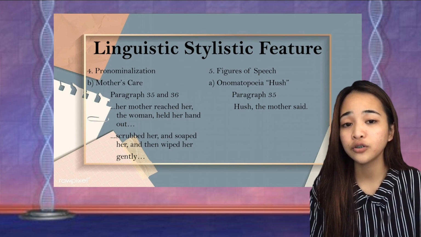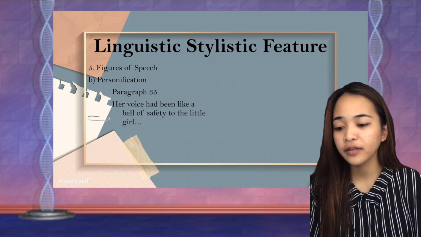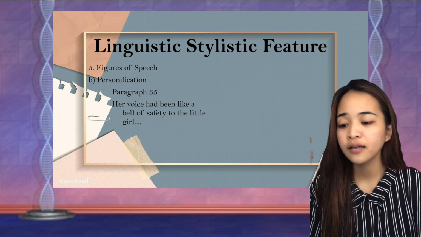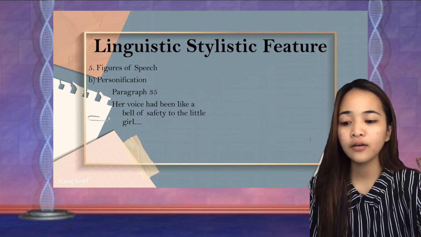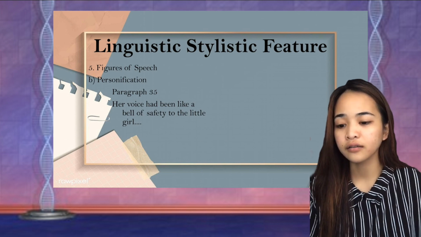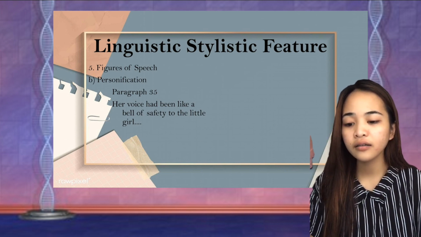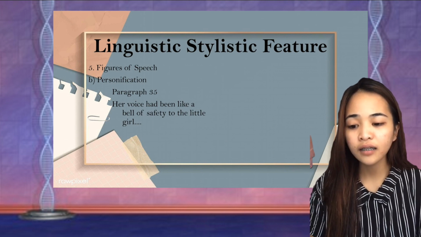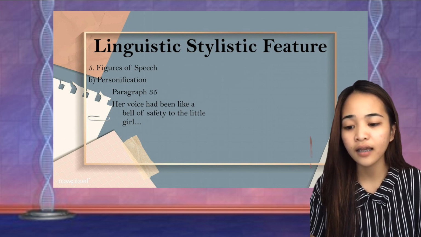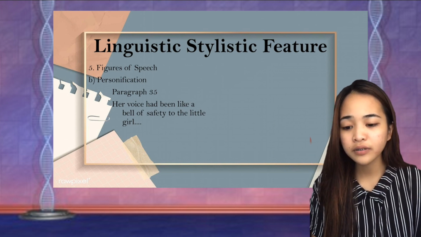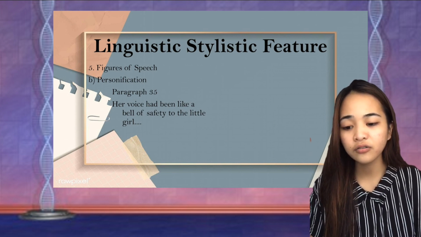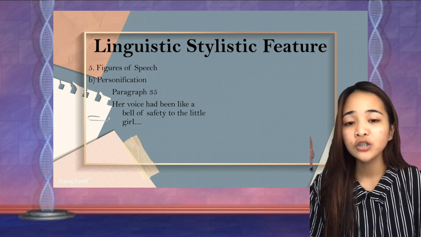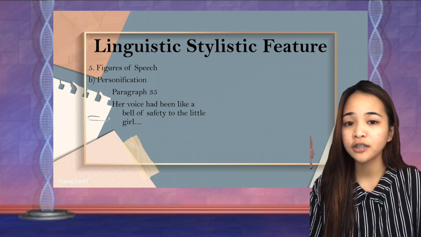Next is the personification, which was also indicated in paragraph 35, and it says, "Her voice had been like a bell of safety to the little girl." This demonstrates that the young girl felt relief when she heard her mother and knew that her mother would understand the unusual feelings she had with Vicente. As a result, the mother, who represents the polar opposite of gender conventions, deduced what Vicente was doing to the child. So that's all for the figures of speech.